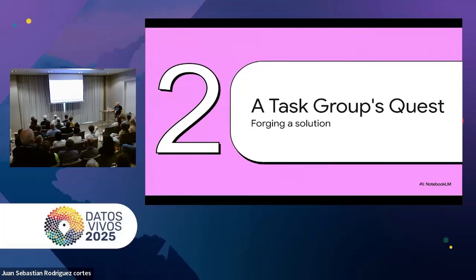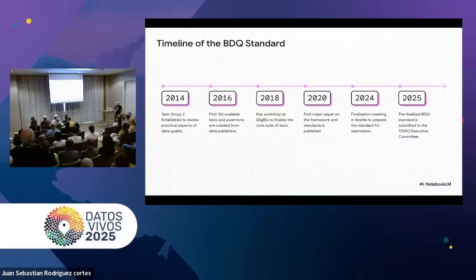And that brings us to the Data Quality Interest Group's Task Group 2, who basically signed up for this long-term mission to forge a real community-built solution. And believe me, this was a marathon, not a sprint. The group was formed way back in 2014. They spent a solid decade gathering tests, holding critical workshops, getting frameworks published, and then making one last big push this year in Seattle to get the standard ready for submission.